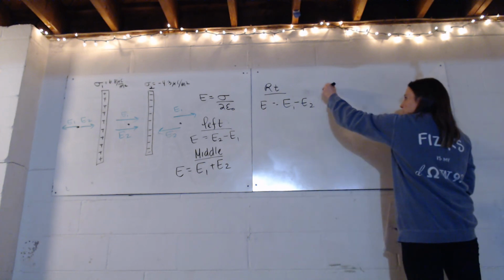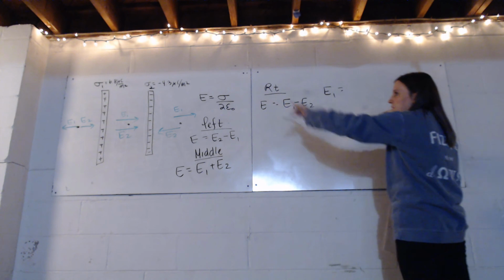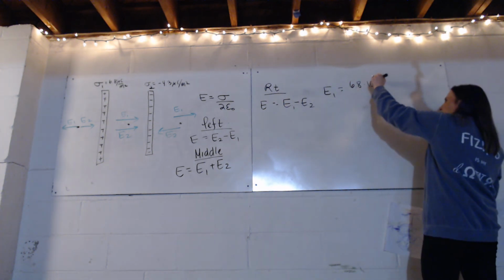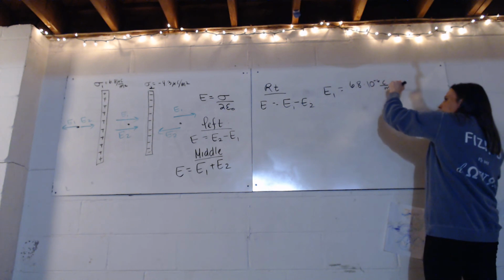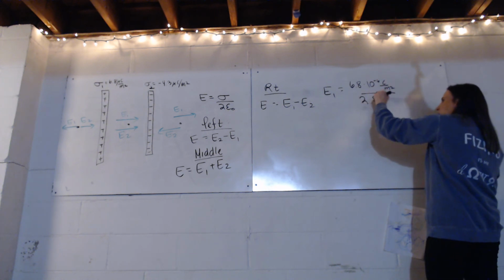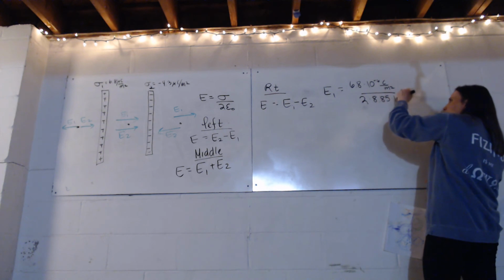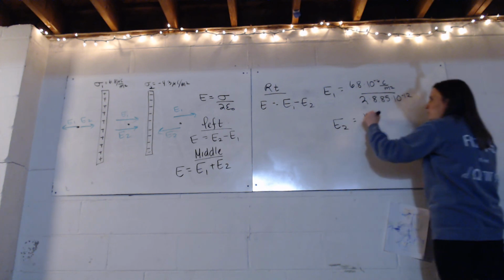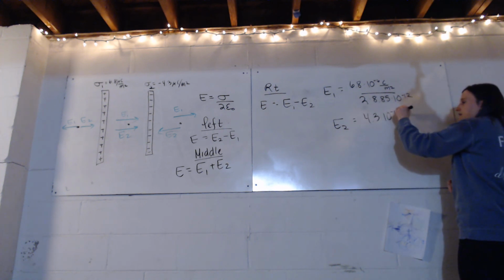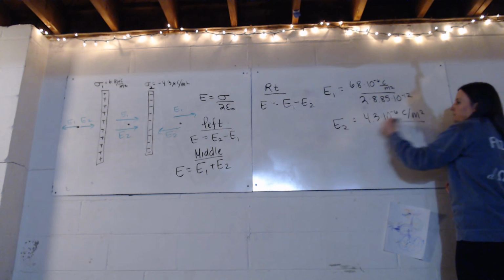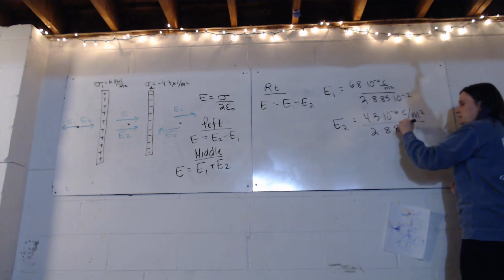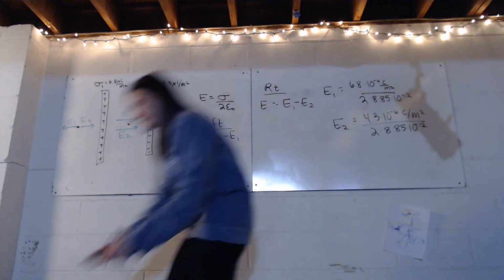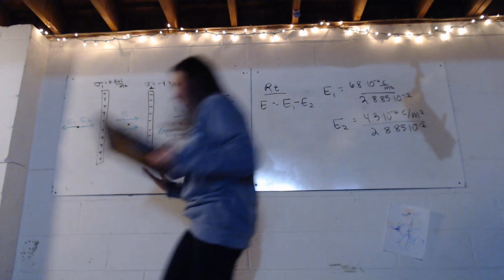So the electric field from sheet 1 is equal to the density 6.8 microcoulombs, so times 10 to the negative 6 coulombs per meter squared, divided by 2 times epsilon naught, 8.85 times 10 to the negative 12. And the electric field from sheet 2 is equal to 4.3 times 10 to the negative 6 coulombs per meter squared, divided by 2 epsilon naught. Easy peasy. And so I'm going to cheat. I didn't bring my calculator down. Let's see what we get for those two electric fields.